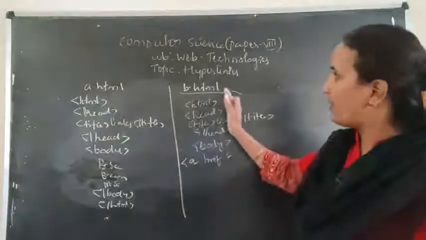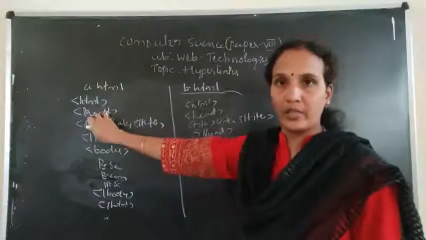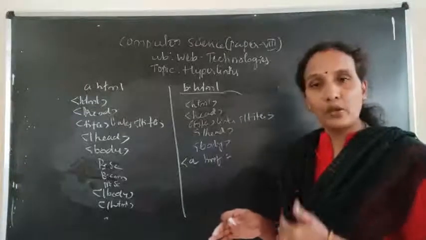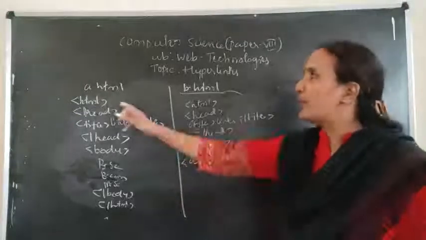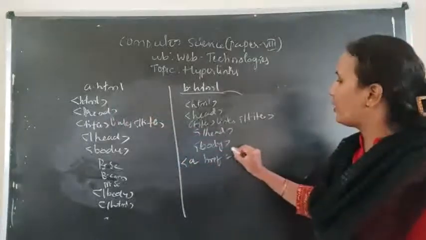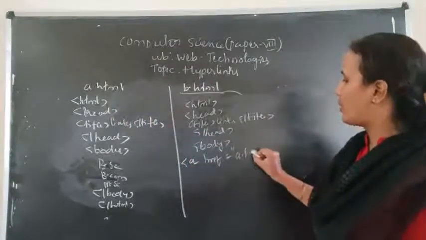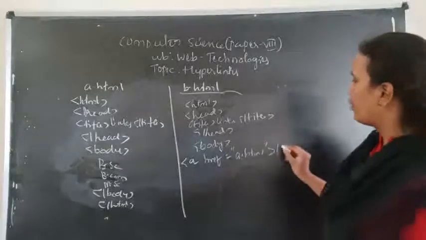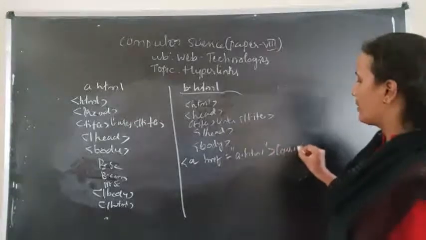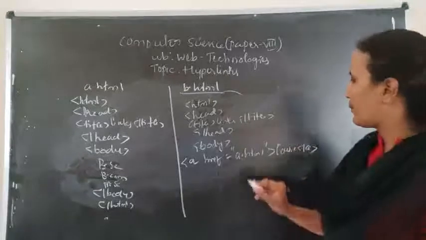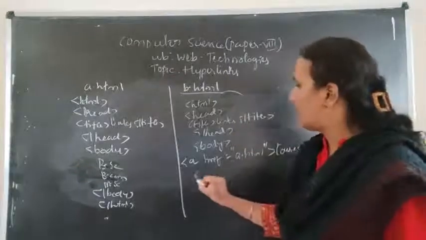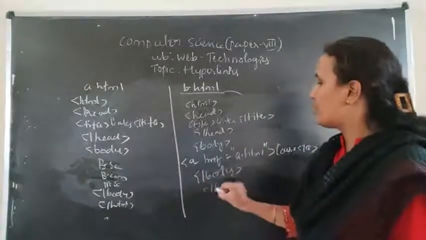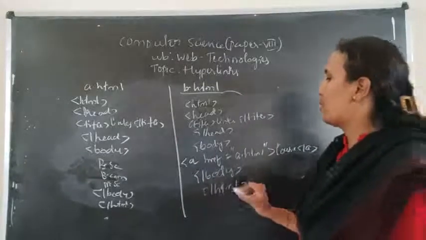So from b.html I want to move to a.html. Right now where am I? In b.html. From b.html I want to move to a.html. So here I am giving a.html. Next, the example text, course, and I am closing the anchor tag. Next, I am closing the body tag and closing the HTML. This is a simple program.